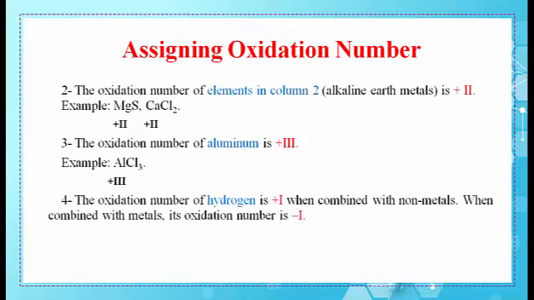The oxidation number of hydrogen is +1 when combined with non-metals, while when it is combined with metals, its oxidation number is -1. Examples are HCl, H2O, H3PO4, and NaH. In HCl, Cl is a non-metal, so the oxidation number of H is +1. In H2O, oxygen is also a non-metal, so H is +1. In H3PO4 also, H is +1. And in NaH, Na is a metal, so the oxidation number of hydrogen is -1.